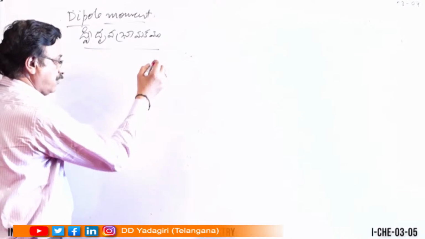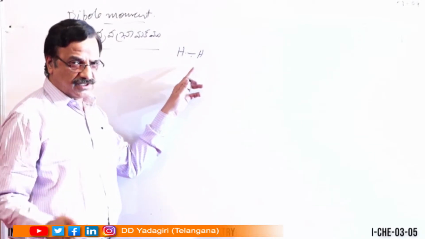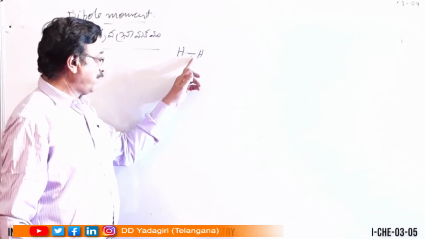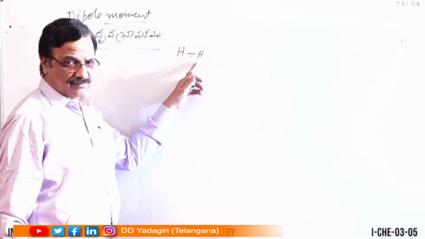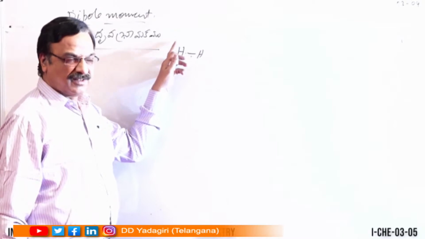Suppose a molecule has hydrogen, two atoms are the same. The electronegativity difference is 0. So the electron pair resides exactly between the two atoms. Such a molecule we call a homoatomic molecule.